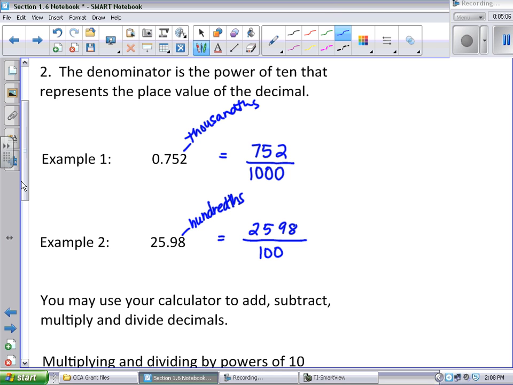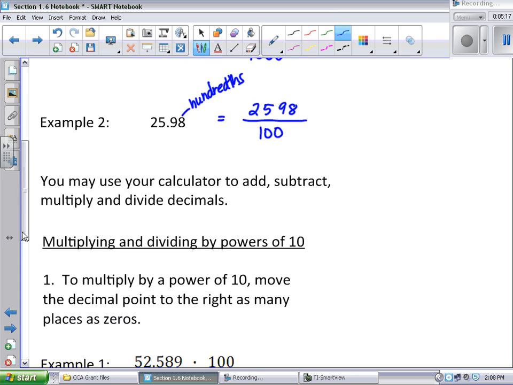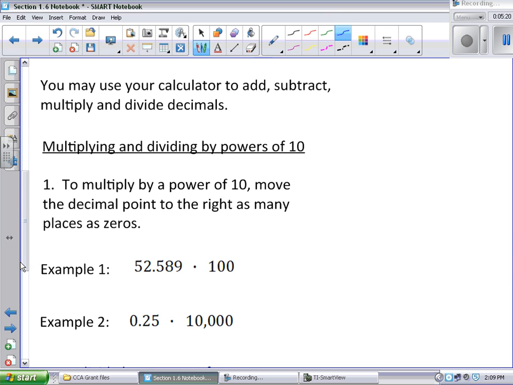We're going to talk about multiplying and dividing decimals. Whenever you have arithmetic operations, adding, subtracting, multiplying, or dividing decimals, you may go ahead and use your calculator for these. However, when we're multiplying and dividing by powers of 10, it's really easy to do it without the calculator. 52.589 times 100. We're multiplying by a number bigger than 1. Our number is going to get bigger. We're going to move the decimal place to the right. 100 has 2 zeros. We're going to move that decimal place to make our number bigger by 2 decimal places.